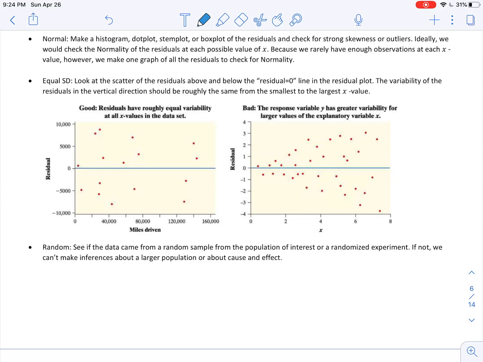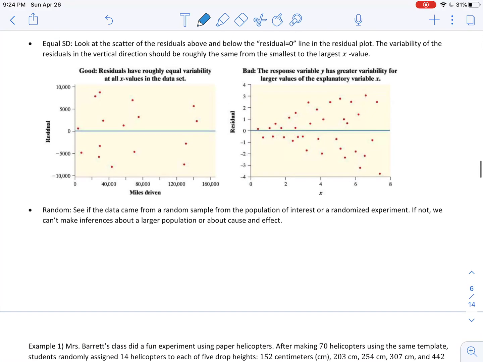So then the N in our LINER acronym is normality. This is when you need to be looking at a histogram, a dot plot, a stem plot, or a box plot of the residuals. And then you're looking for the same thing we've looked at before for normality. Again, it's not the whole population, but if you don't really see any strong skewness, if you don't see any outliers in that data, you're probably pulling from a normal population of some sort. So ideally, we would like to check the normality of the residuals of every possible value of x.